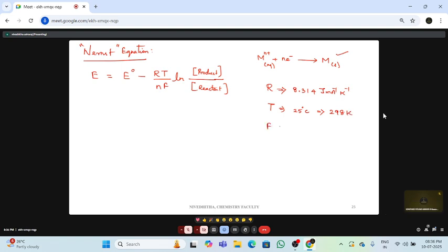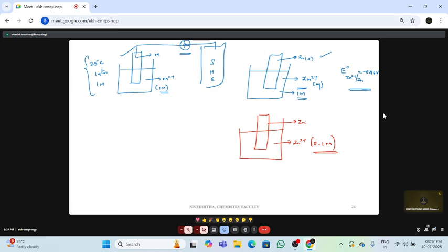Kana, what is F? Just now we have seen. It is Faraday. And what is the value of 1 farad? 96,500, and the unit is coulomb per mole. And n is the number of electrons involved. That is very easy. For example, in the case of zinc, zinc has to get converted into Zn2+ by losing electrons, or Zn2+ has to gain 2 electrons to get converted into zinc. So the number of electrons involved is 2.